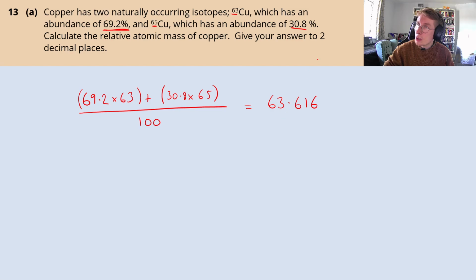Now, we must recall that the question has asked us to give our answer to 2 decimal places. So I need to round either up or down. Well, it's 0.616, so 6 is bigger than 5, so I need to round up. So my final answer is going to be 63.62, and that is your final answer. Now, this question was worth a total of 3 marks. So if you did this equation, so you substituted the numbers in, you got a mark. If you got this value here, you got your second mark, and the third mark was making sure your rounding was correct, as was given in the question.